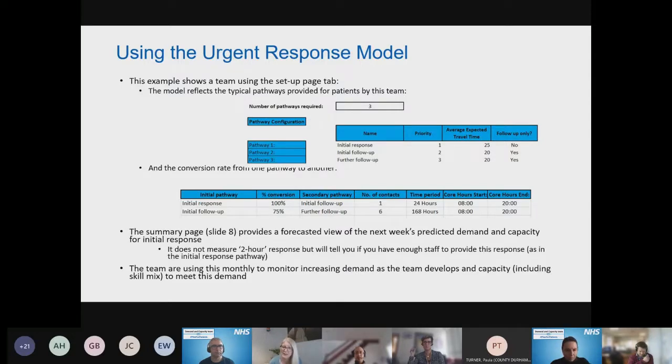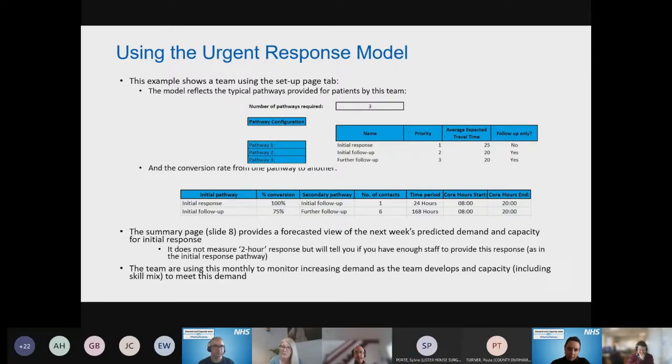It doesn't measure the performance that a team like this might be expected to deliver, but it will measure it in terms of whether you have the right people at the right time to respond to those patients. So it's not a performance monitoring tool, but it will enable you to look at how you can meet the performance required. And as I said, this team are now using it to monitor their demand as it grows, and also to monitor the capacity in the team as the team develops.